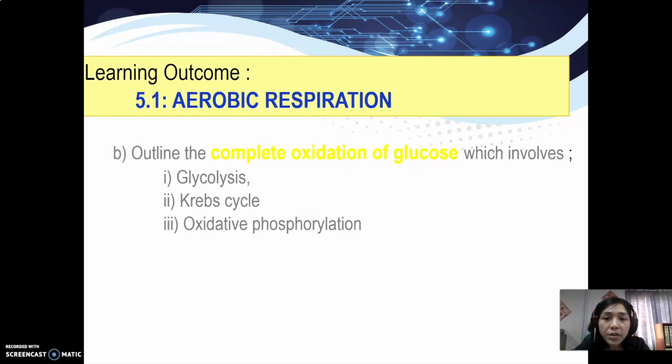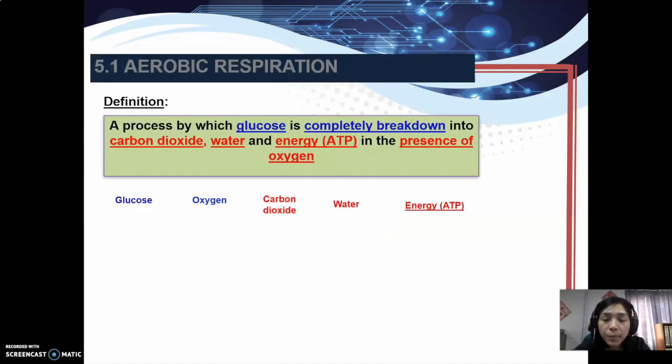Aerobic respiration consists of three major metabolic stages: glycolysis, Krebs cycle, and oxidative phosphorylation. Aerobic respiration can be defined as a process by which glucose is completely broken down into carbon dioxide, water, and ATP in the presence of oxygen. So oxygen is very important to define it as aerobic respiration.